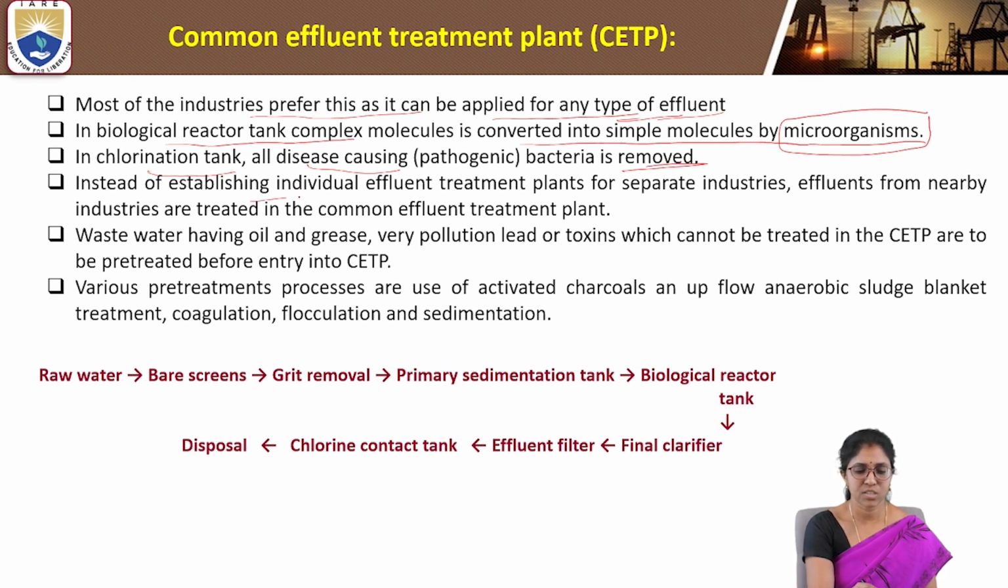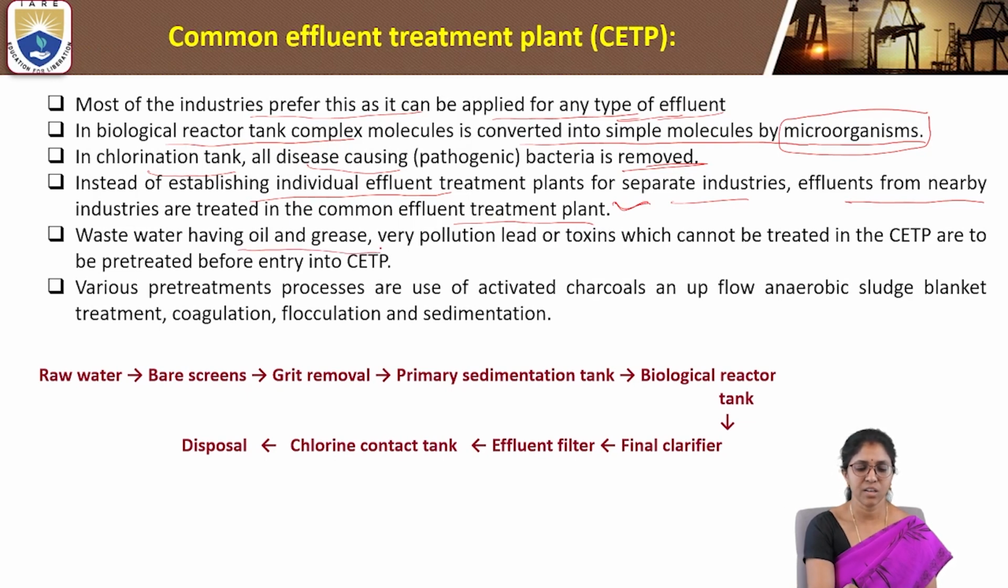So instead of establishing individual effluent treatment plants for separate industries, effluents from nearby industries are treated in a common effluent treatment plant. Instead of using different effluent treatment plants, we can use a common effluent treatment plant for removing the impurities from the wastewater.